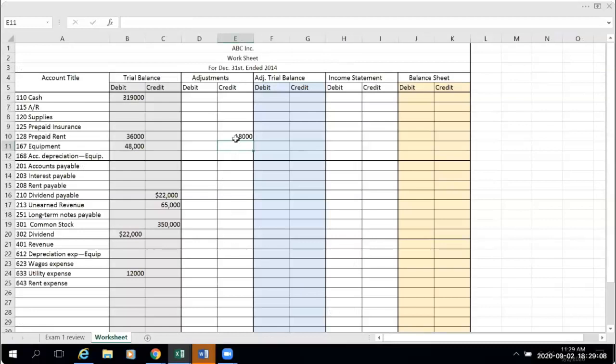So if the prepaid rent goes down by $18,000 on the credit side, because it's a debit, right? It has to go on the credit to reduce it, the opposite. So this is 36 on the debit side. In order to reduce the asset by 18, we go on the credit side. If this is on the credit side, then something has to be on the debit side.